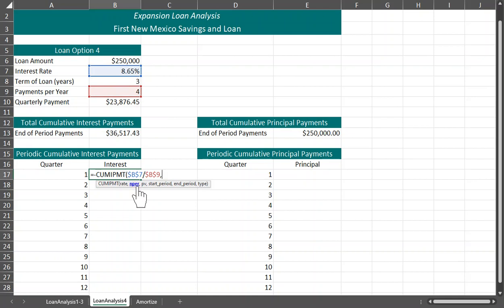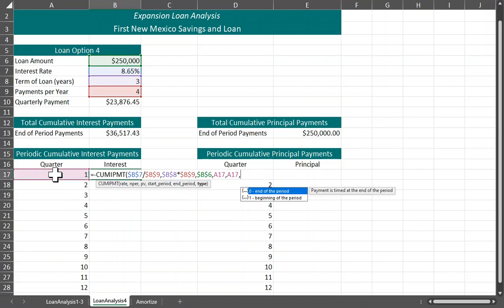So now we're on the number of periods. So that'll be B8 absolute times B9 absolute, comma, and then we're at the present value. So that'll be B6 absolute, comma. And now the start period and the end period are really the same, so we don't have to worry about absolutes here. So this will basically be A17, comma, A17 for the ending period, comma, and then we want 0 for the end of the period.